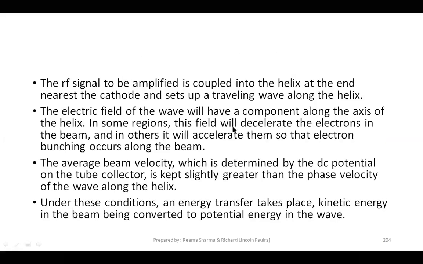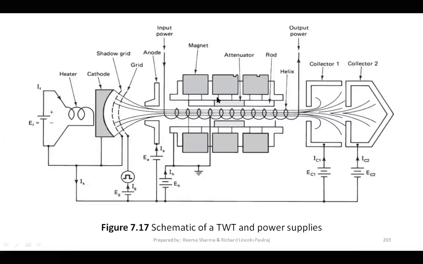In some regions, this field will decelerate the electrons in the beam, and in others, it will accelerate. Okay. So the movement of your electrons are actually impacted by this helix and the magnetic field that you see. So the average beam velocity, which is determined by your DC potential on the tube collector, is slightly greater than the phase velocity.